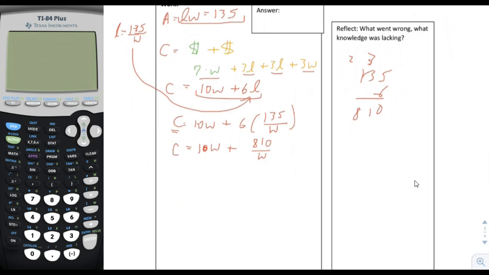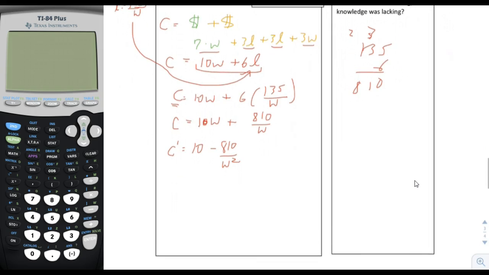And so we're trying to optimize this cost. So what's the first thing you're going to do when you're trying to optimize a cost? You're going to take the derivative. So the 10W becomes a 10, and the 810 divided by W becomes a negative 810 divided by W squared. Okay, and then you set it to 0 because you want to optimize it. You're looking for a stationary point. So now you have 810 over W squared is equal to 10. W squared is equal to 810 divided by 10, which is equal to 81. W squared is equal to 81, so what is W equal to? 9.